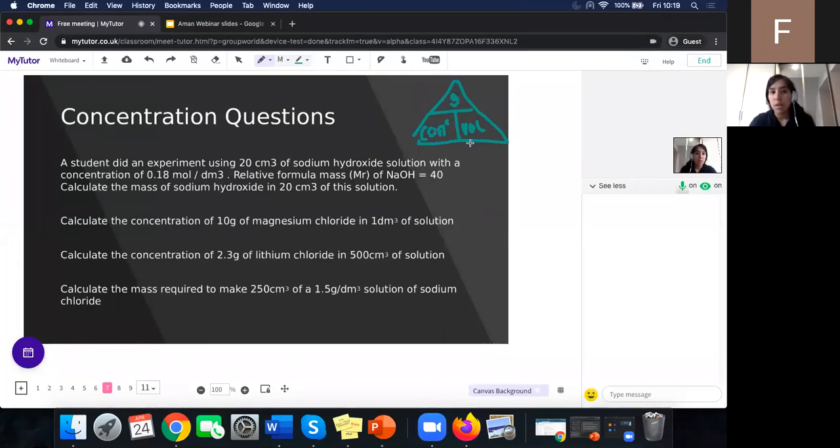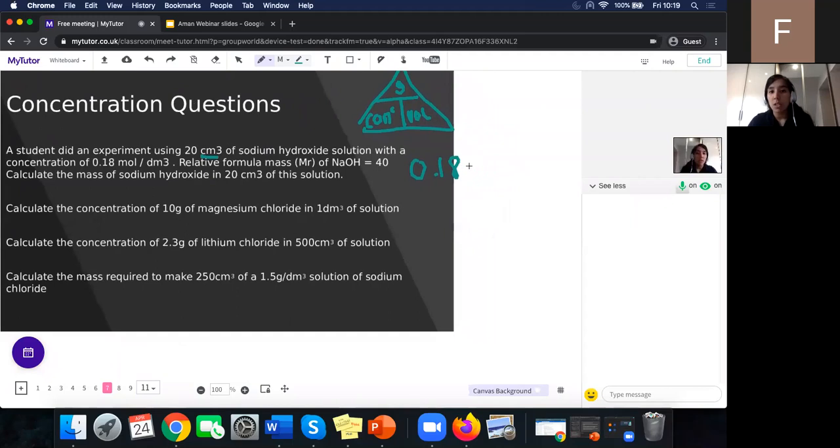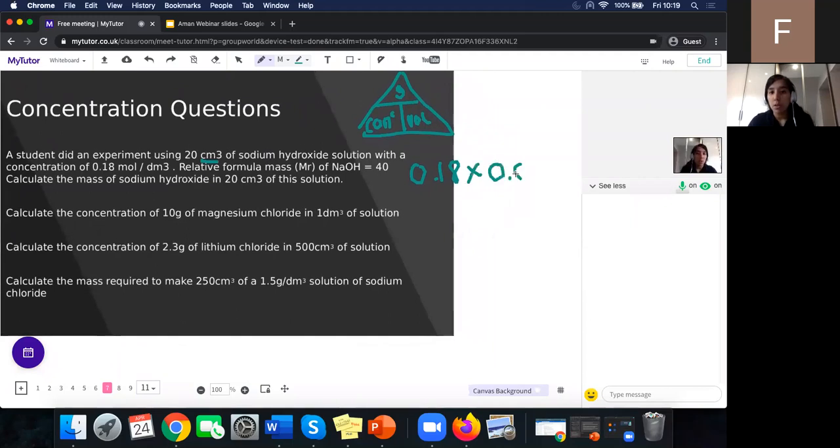So concentration times volume. We've got a concentration, which is 0.18. Our volume is in centimeters cubed, so it's really important we convert that to decimeters cubed. So we divide by 1,000, which gives us 0.02. Remember, when we divide by 1,000, we're moving the decimal place 3 points. So if it goes from 20, imagine it's here, it's going to go 1, 2, 3, so we add a 0 there. So it becomes 0.02. So 0.18 times 0.02.